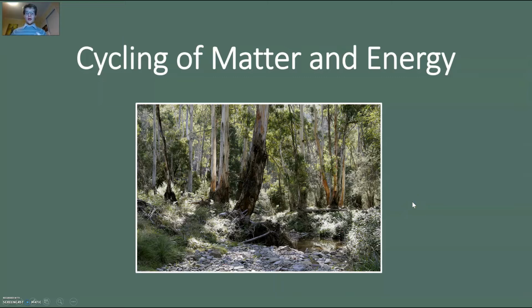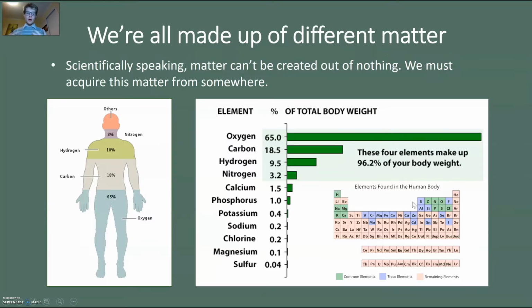What I mean by that, let's take us humans as an example. We are made up of different types of matter. We're made up of oxygen, carbon, hydrogen, and nitrogen, a collection of different elements. Now, scientifically speaking, matter cannot be created out of nothing. This pen, for example, probably has some carbon atoms in it. It's not possible for me to just magically duplicate this pen or create more carbon atoms. You can't just make more carbon atoms appear for this pen.